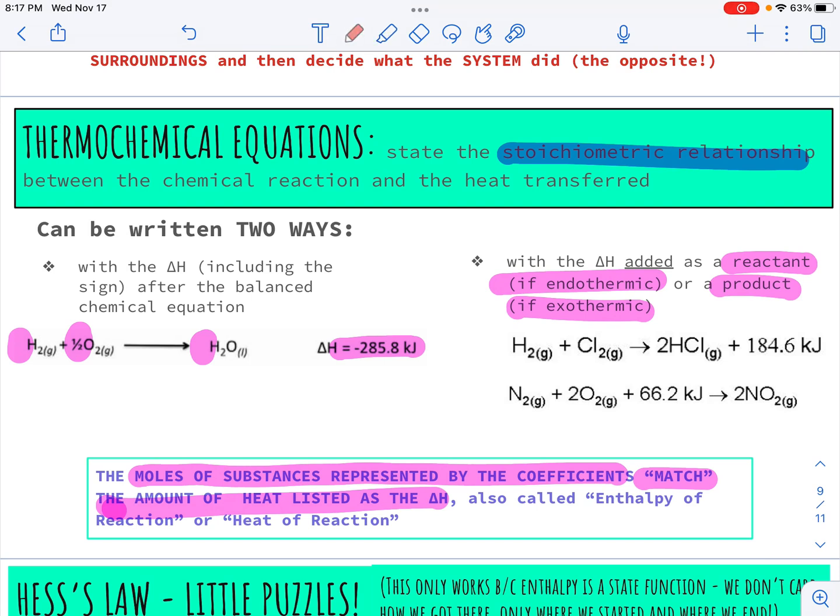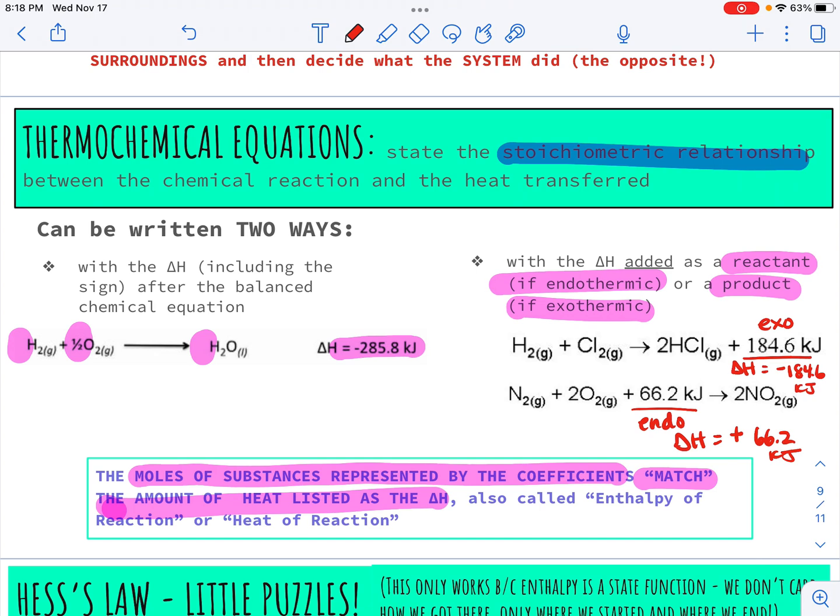So you can see that in this example right here, the heat is on the right side of the arrow. So this is an exothermic reaction. If I wanted to, I could write delta H for that as negative 184.6 kilojoules and leave it out of the equation. So you have to be able to interpret that. In the second equation that I gave you, the 66.2 kilojoules is on the left, so it's an endothermic reaction. And if I were to write delta H separately, it would be positive 66.2 kilojoules. So we're trying to get you used to how all this works, okay?